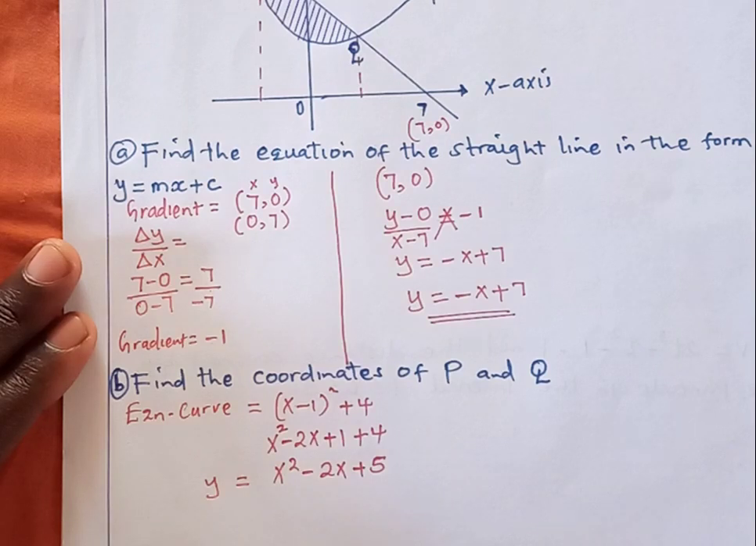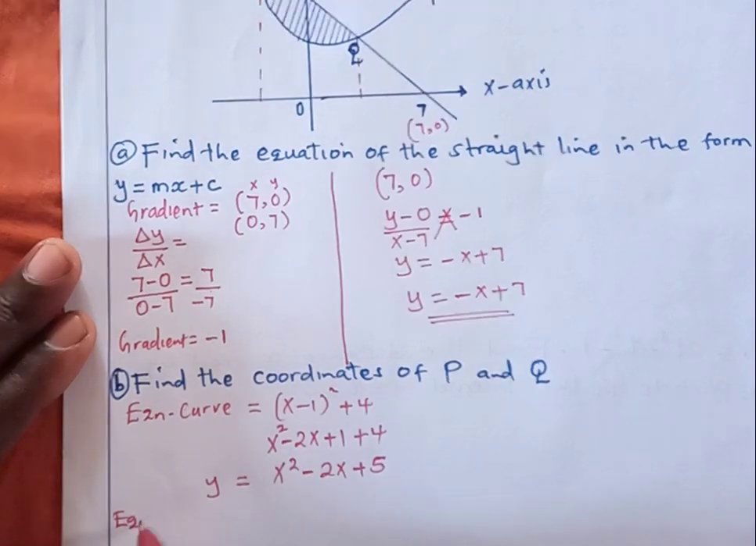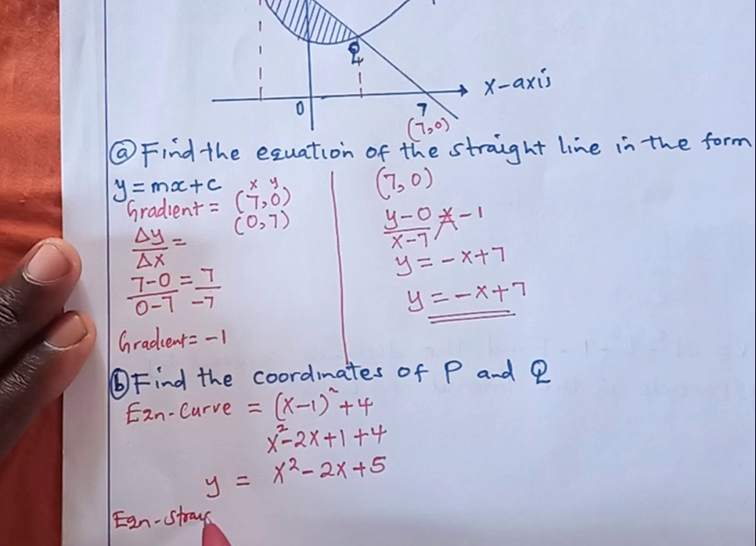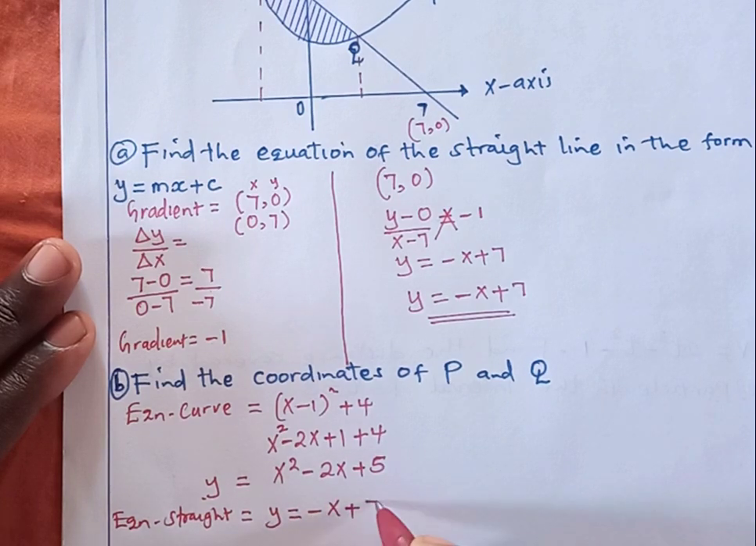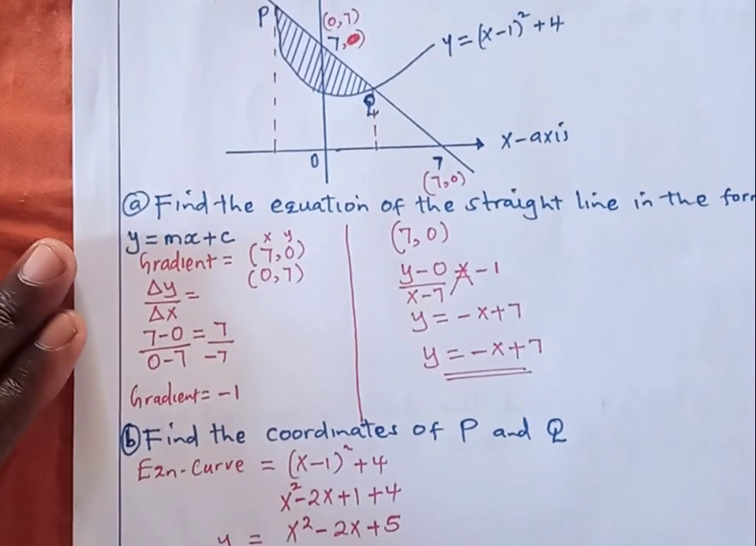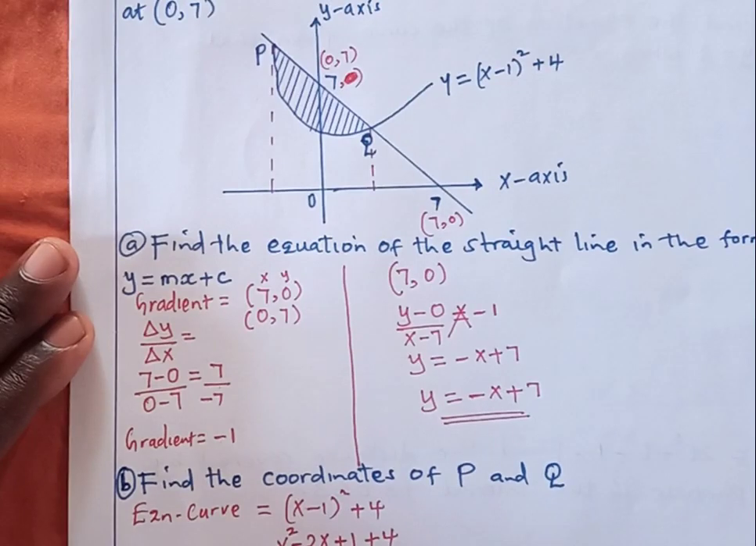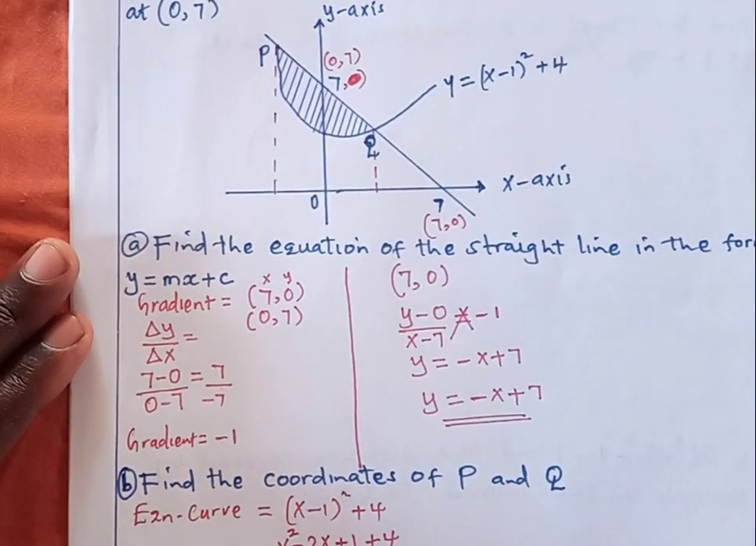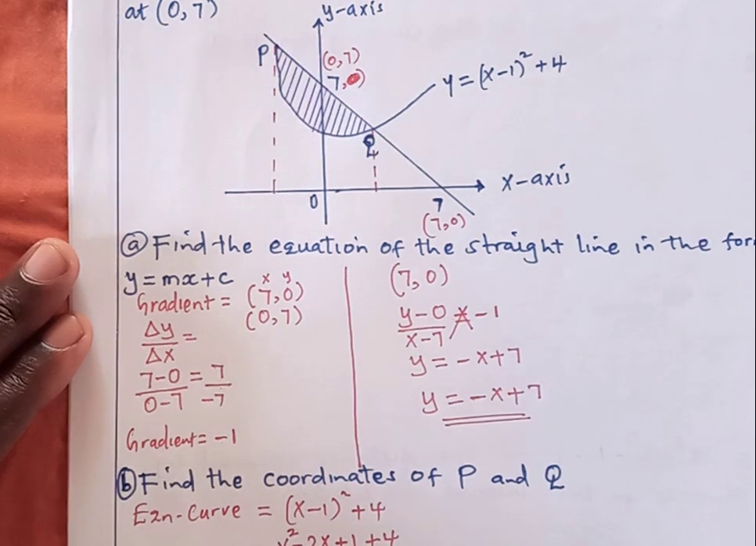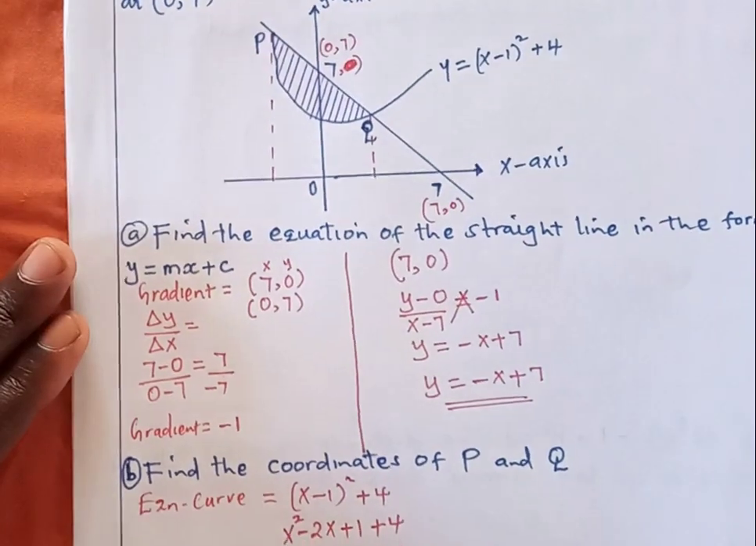What about the equation of the straight line? We obtained it in part A. It was y = -x + 7. Now for us to work out the coordinates at the point of intersection, the two equations are equal. So we are going to equate the equation of the straight line to that of the curve.